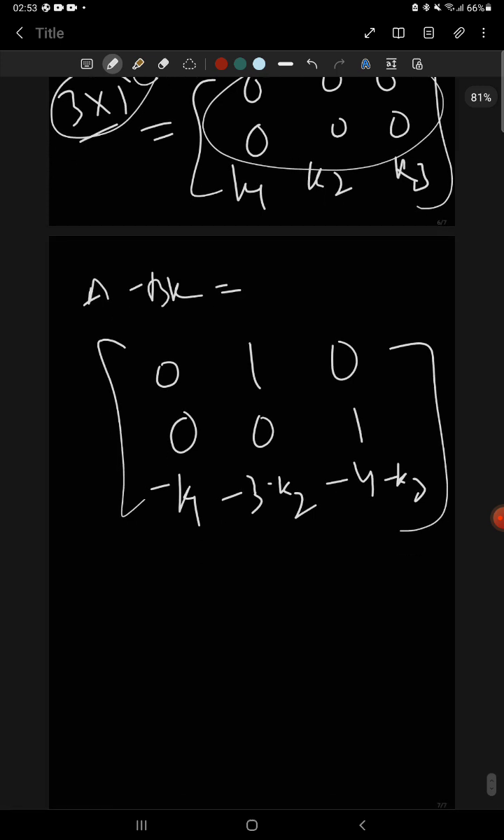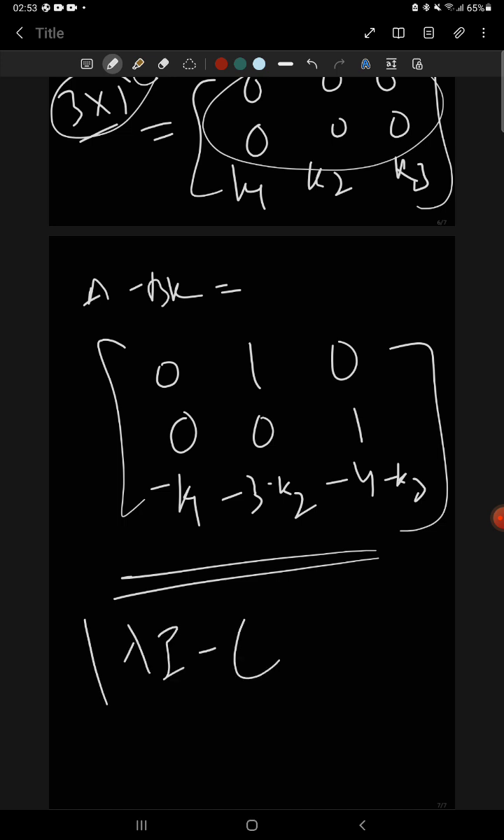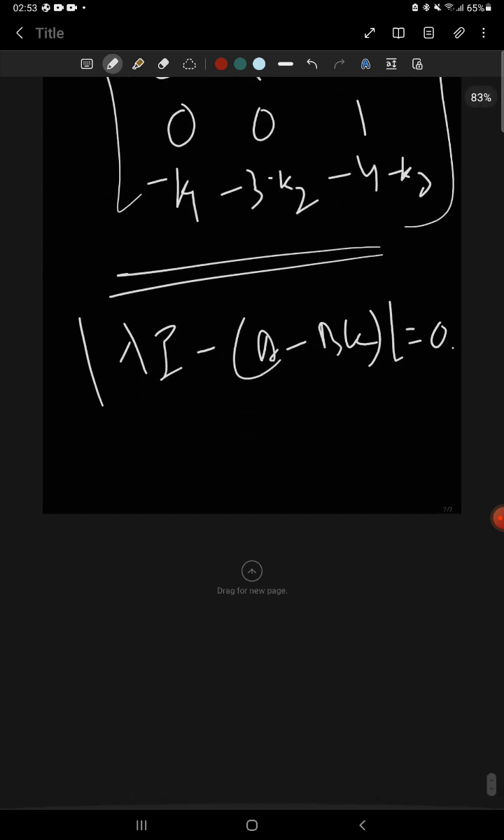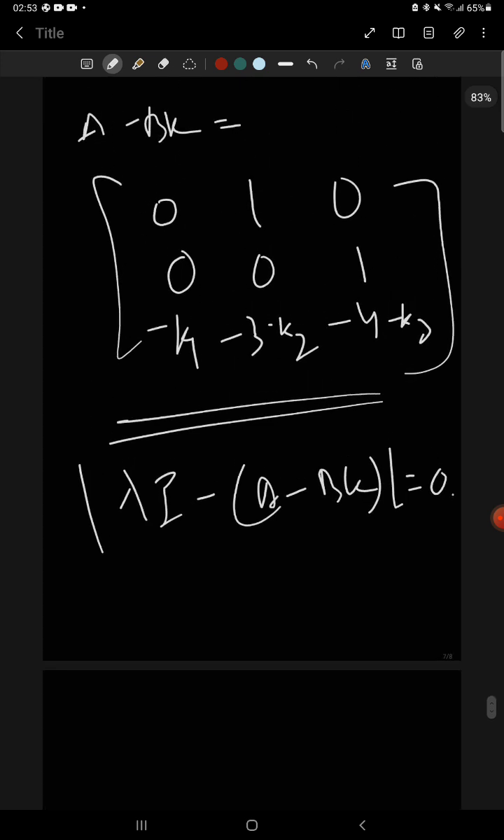Yeah. So now what I need to do, I need to find out the characteristic equation of this particular matrix. So what is the characteristic equation? How will I find that? Simply, the determinant of lambda I minus (A minus BK) equal to 0 is what you need to set. And if you do that, this simply becomes minus lambda, minus lambda, minus lambda, right?